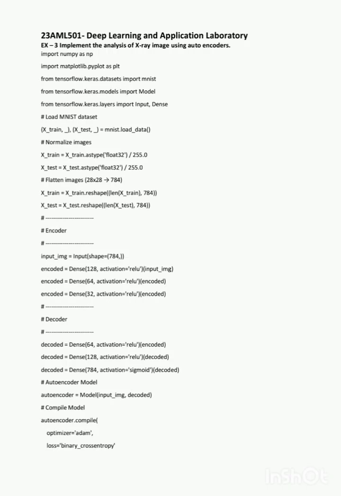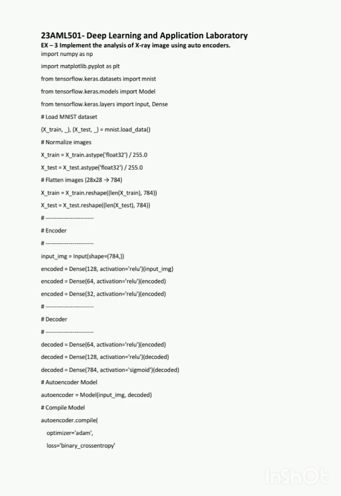Today we are breaking down our third deep learning laboratory experiment. This exercise focuses on implementing the analysis of images using autoencoders. The script begins by importing several key dependencies from standard machine learning libraries. We import the NumPy library for handling matrix operations. We import the pyplot module from matplotlib to display our visual results later on.